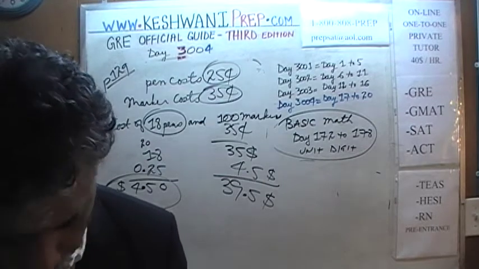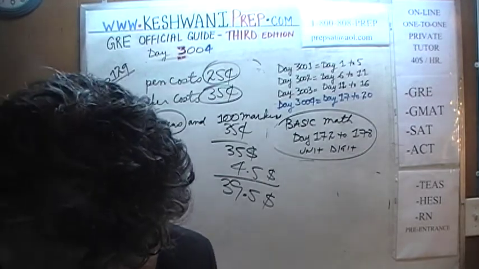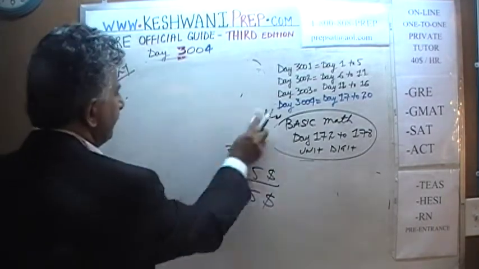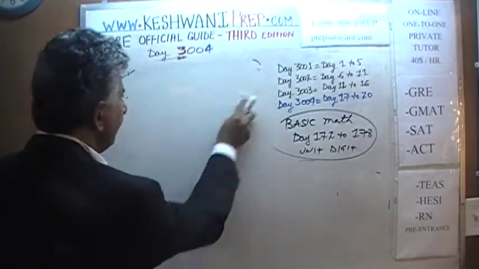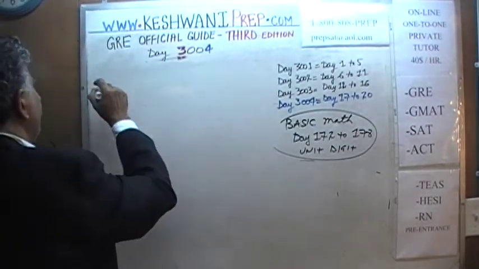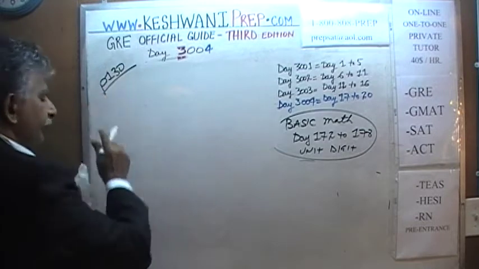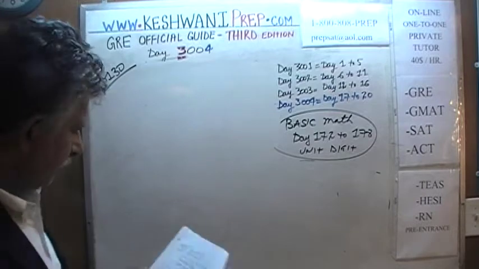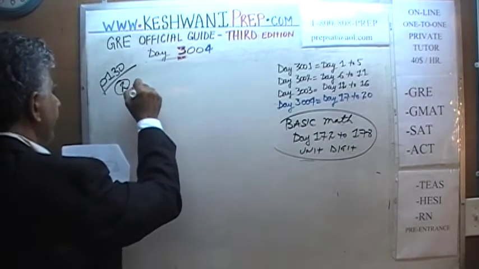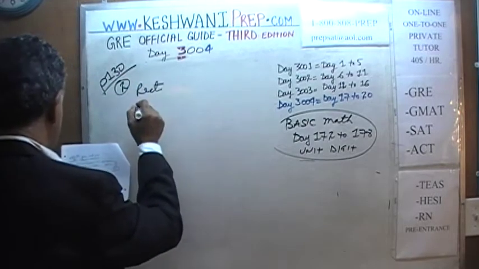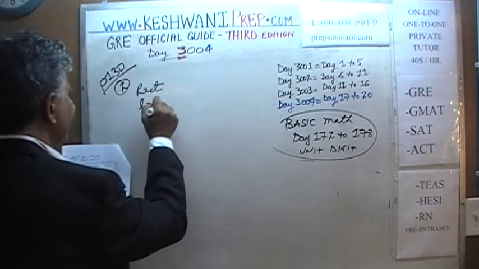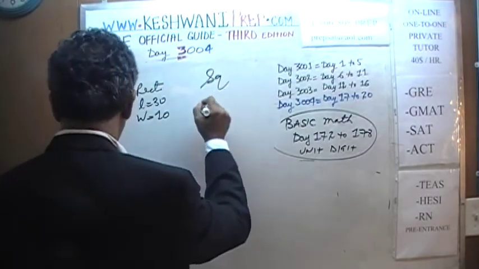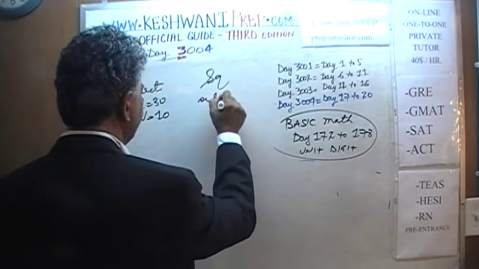That was on page number 129. We move on to page 130. On page 130, problem number 2. We have a rectangle which we are told has a length of 30 and a width of 10. We have a square with a side of 5.